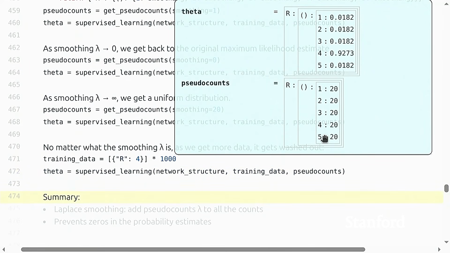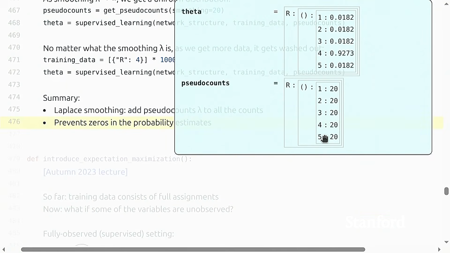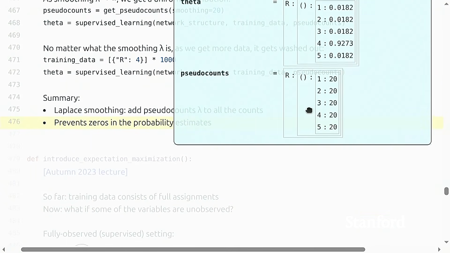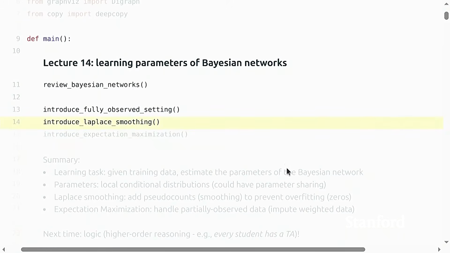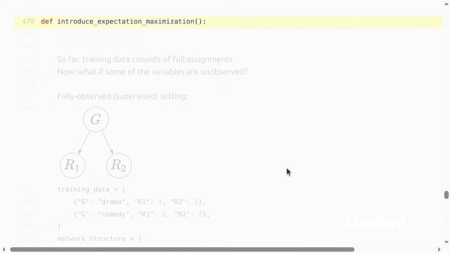Okay, so summary, Laplace smoothing, you just add the pseudo counts to all the counts, and then you count and you normalize. So you can think about it as almost like an initialization, and it prevents these zeros or overfitting in your probability estimates. All right, so let's do expectation maximization. This is one of my favorite algorithms because it sort of is a bit magical.